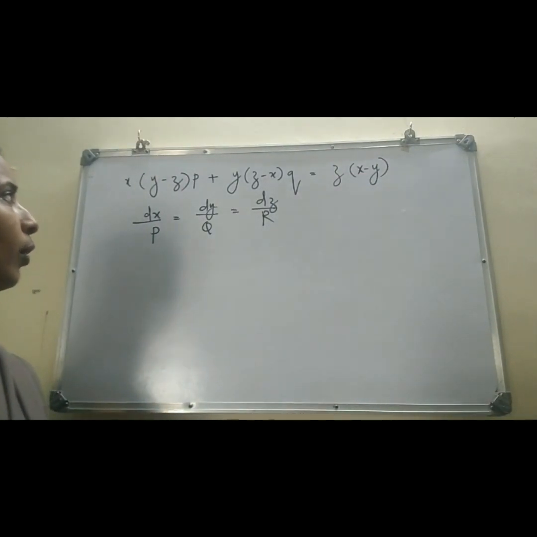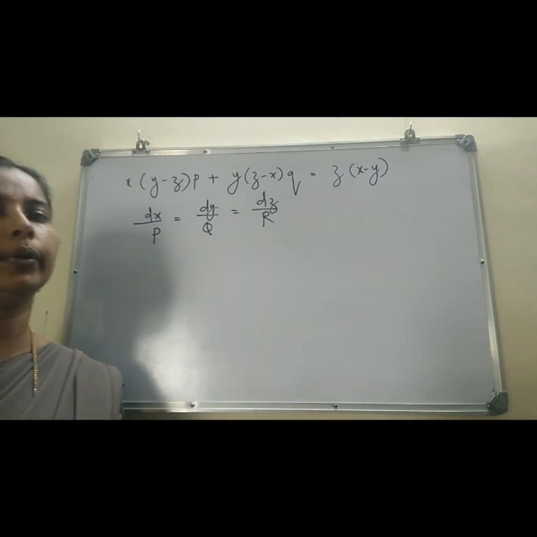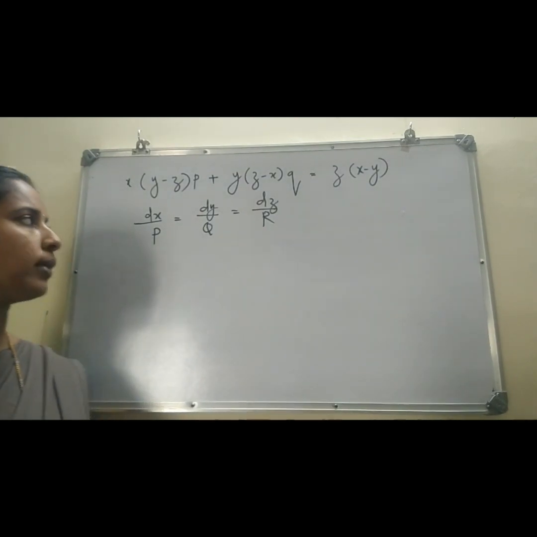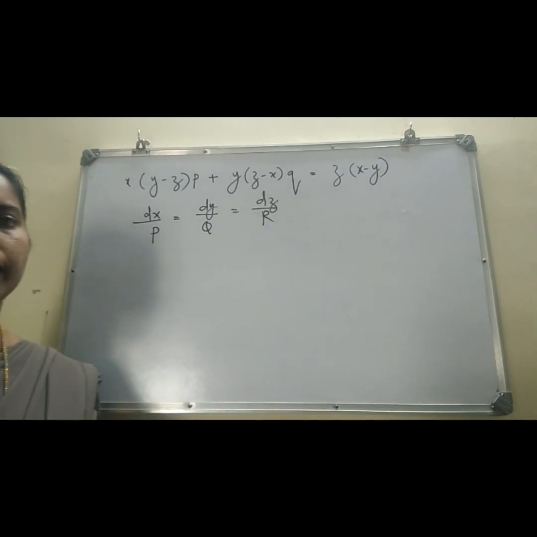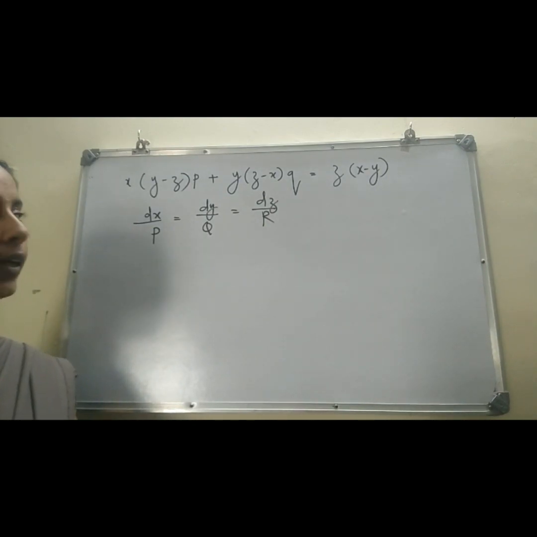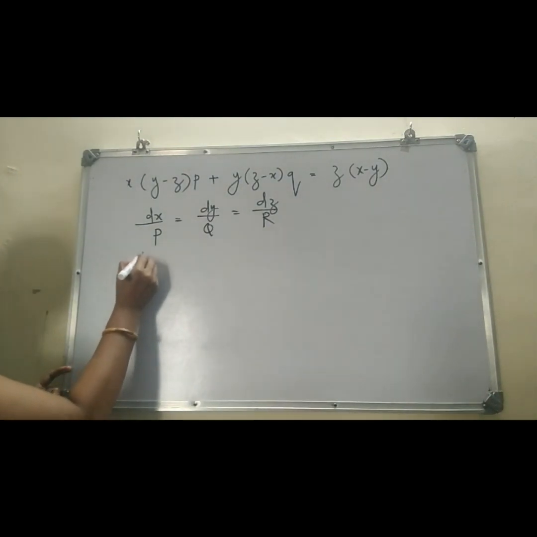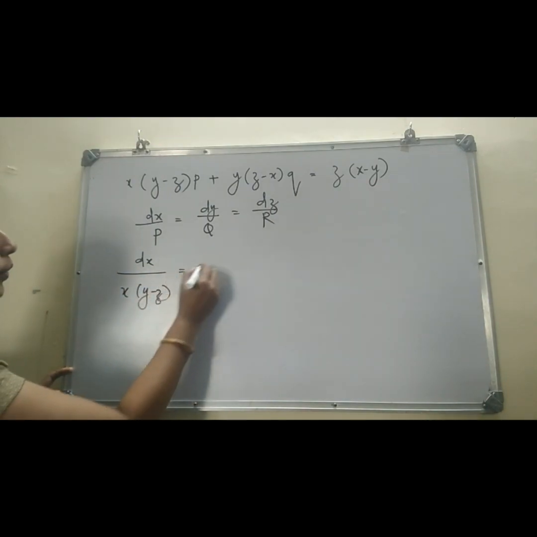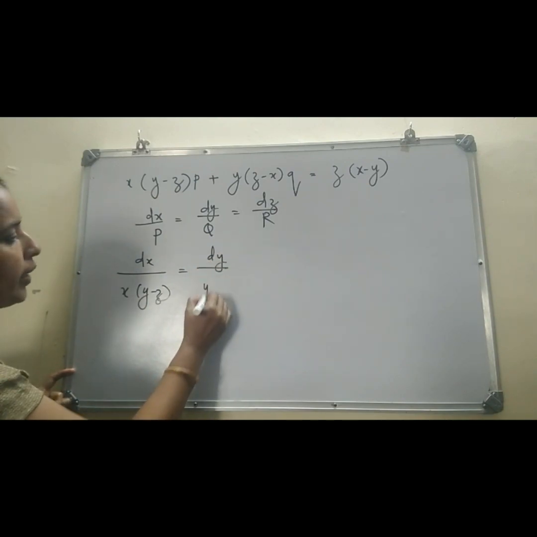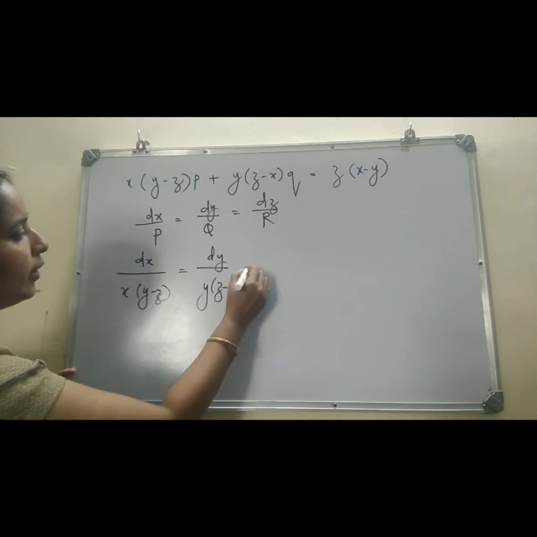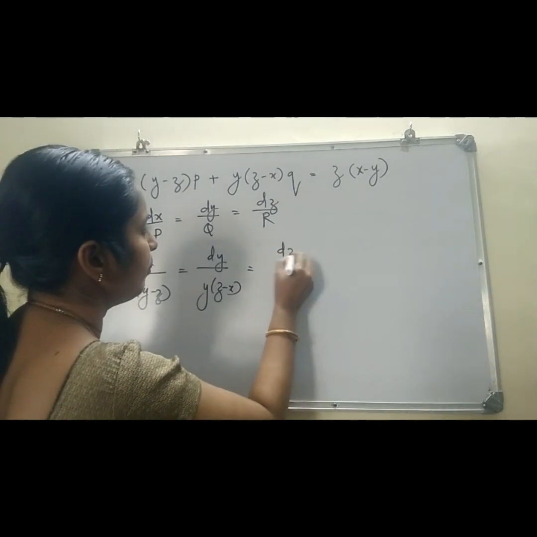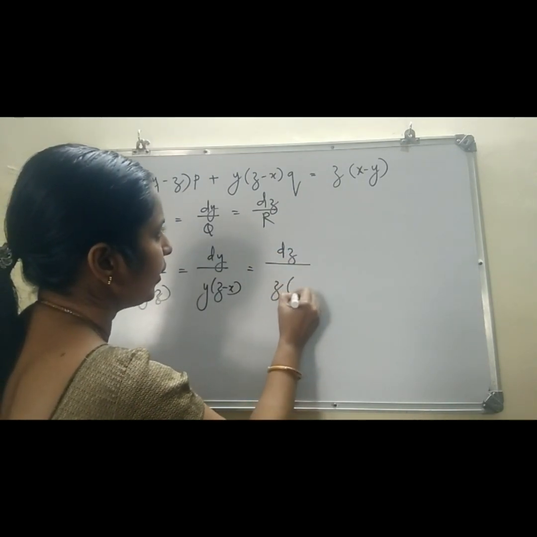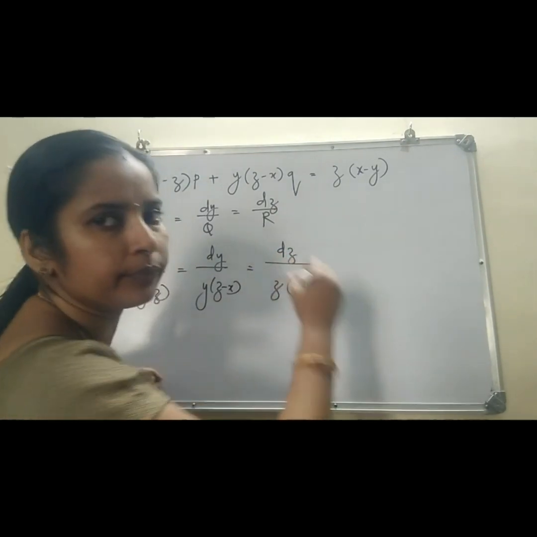Next, let me solve this equation. This equation is in the form Pp plus Qq equal to R. Its auxiliary equations are dx by P is equal to dy by Q equal to dz by R. That is dx by x into y minus z is equal to dy by y into z minus x is equal to dz by z into x minus y.